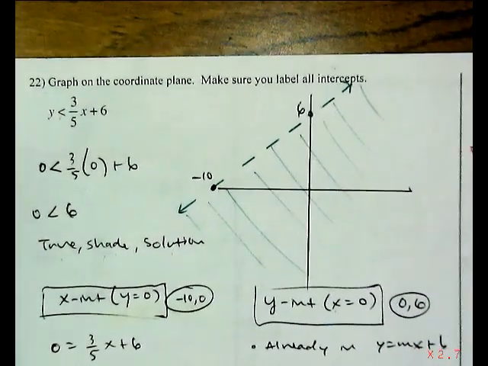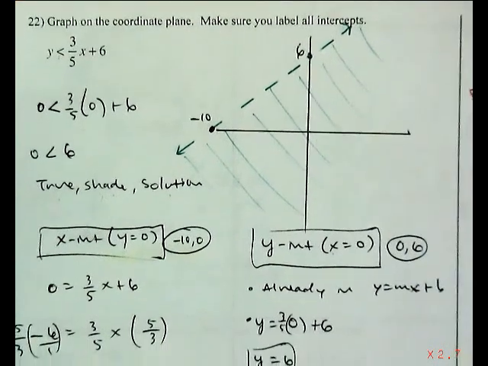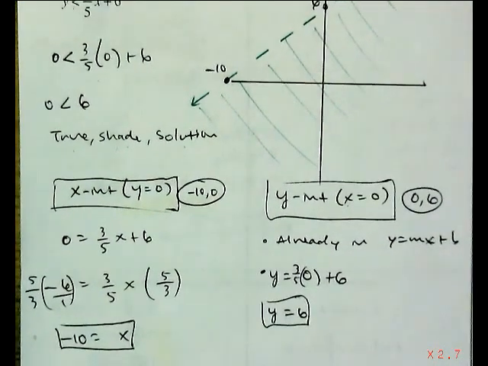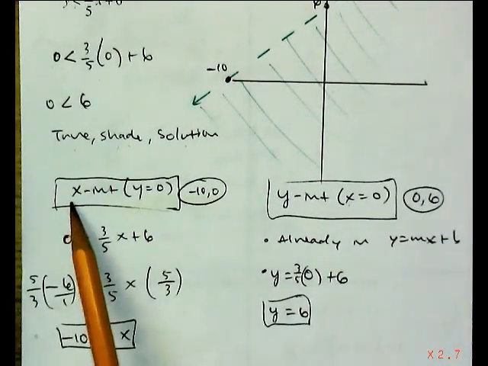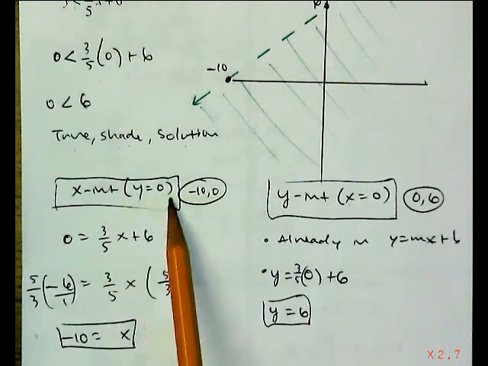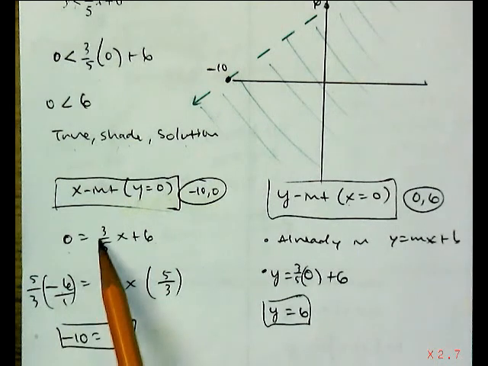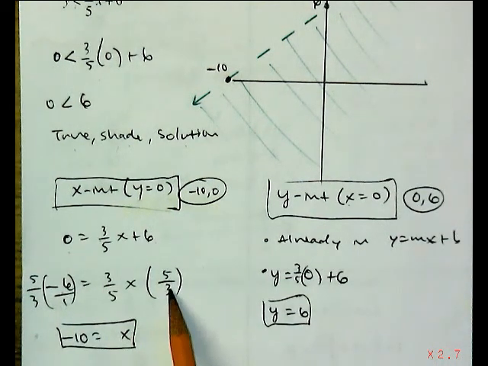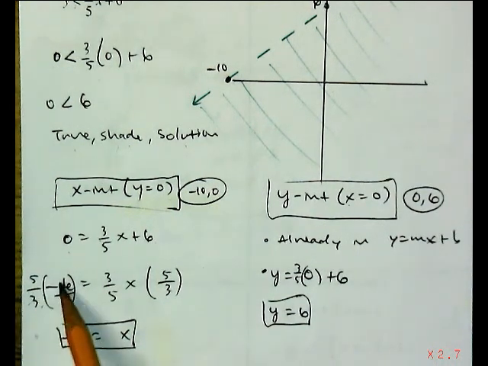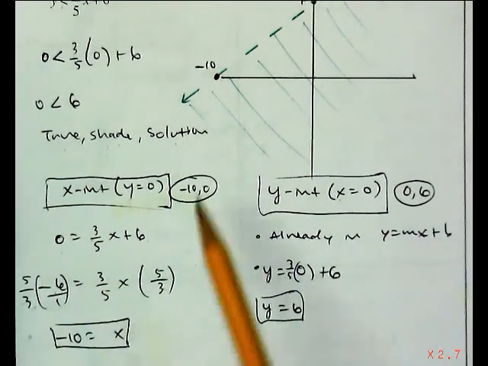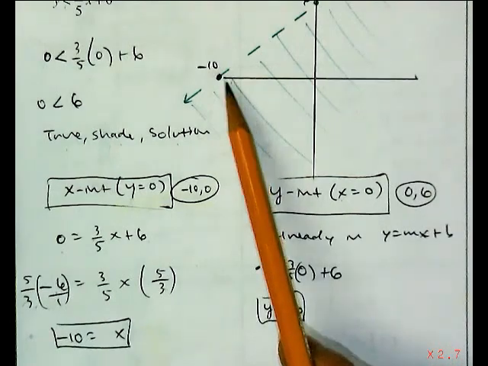Okay. To find my intercepts, specifically the x-intercept, because it's not labeled on there, I make y equal to 0, subtract 6, multiply by the reciprocal of its coefficient, which is 5/3. I can cross-cancel there, or I can multiply across. Negative 6 times 5/3 is negative 10. That's how I got this negative 10 here.